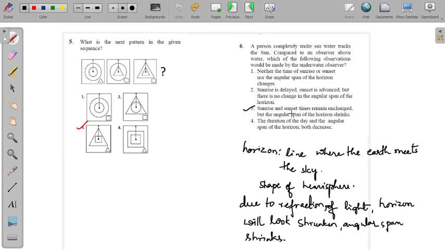Sunrise and sunset time remain unchanged. Only the angular span changes due to the refraction of light, because the observer who is inside the water is in some other medium, and the light is outside the surface of the water. So when light travels from a rarer medium to a denser medium, there is a bending of light, that is called refraction, due to which the angular span of the horizon changes. It shrinks because the water is denser than the air, hence the light bends towards the normal, due to which it shrinks. The rest will remain the same. So the third option is the answer.